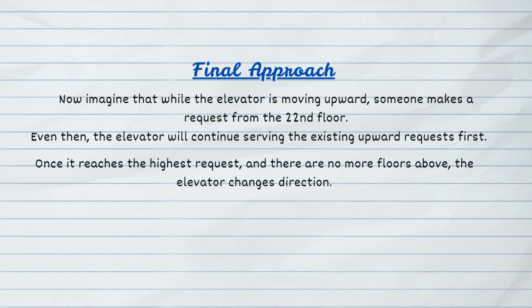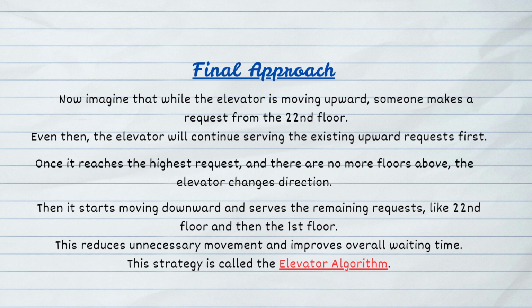Once it reaches the highest request and there are no more floors above, the elevator changes its direction. Then it starts moving downward and serves the remaining requests, like 22nd floor and then the first floor. This reduces unnecessary movement and improves overall waiting time. This strategy is called elevator algorithm.